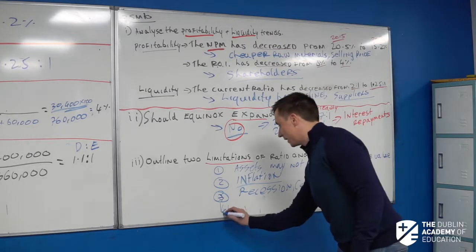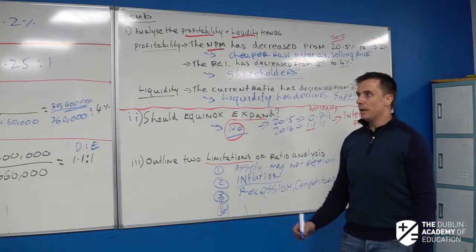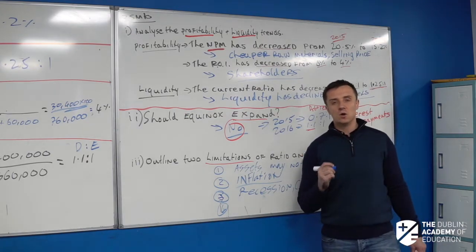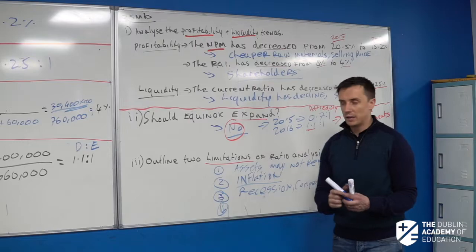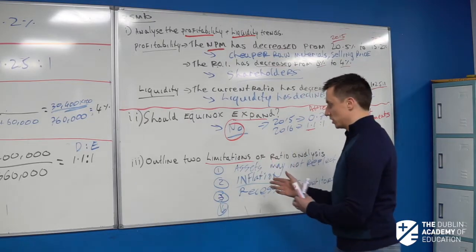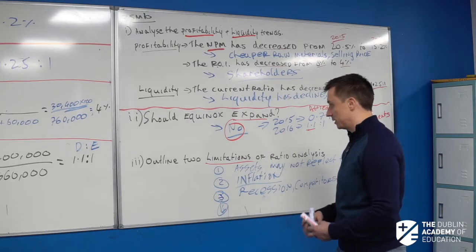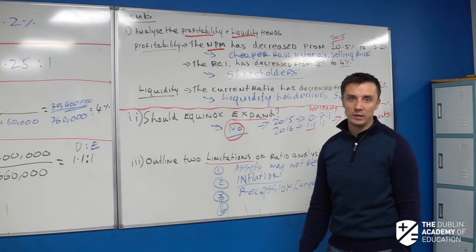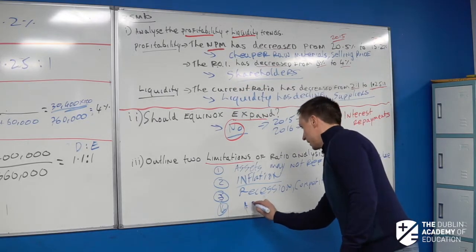And the last one you can say is that it ignores accounting policies. Some businesses might switch accountant or might have different accounting policies from one year to the next. Again, ratio analysis will ignore this, okay? It'll ignore different accounting policies.